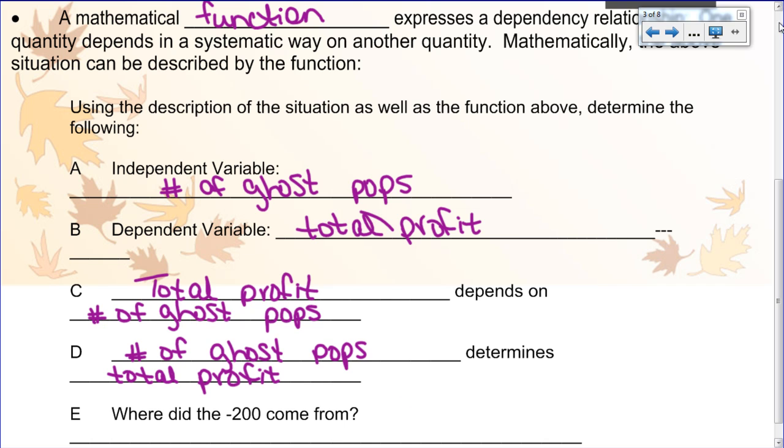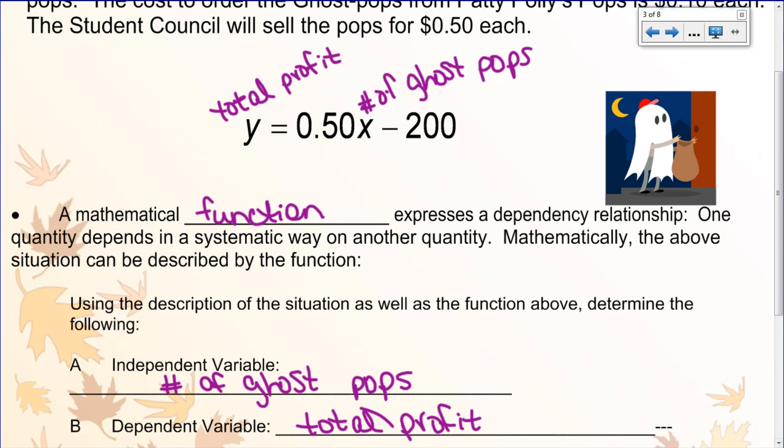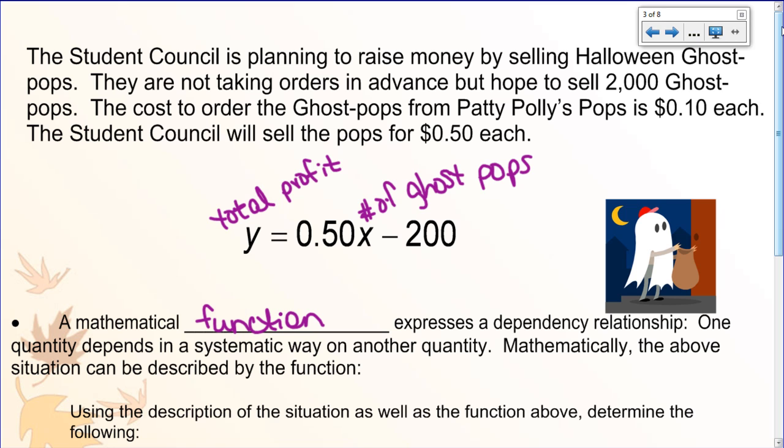So this minus 200 that happens to be in our problem, we've got to figure out where that came from. And if you look at the problem, the words, there's not a 200 in there anywhere. And no, it's not a misprint. It's not supposed to be 2,000. It is actually supposed to be 200. So if you think about it, why on earth would the student council have to subtract 200 from this in order to find out what their profit's going to be?